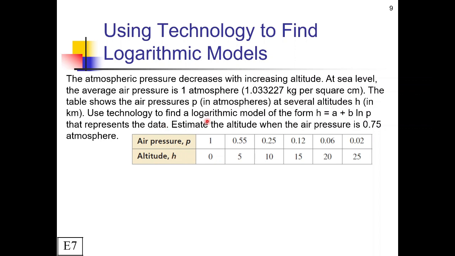They want us to use technology to find a logarithmic model of the form h equals a plus b times ln of p that represents the data, and then estimate the altitude when the air pressure is 0.75 atmospheres. So really, this is just a fancy way of saying, hey, put this in Desmos and use logarithmic regression, and then plug it in. So this is going to be a lot like the exponential regression, just choose logarithmic regression instead. Pause the video and give that a test drive. All right, let's see how it went.